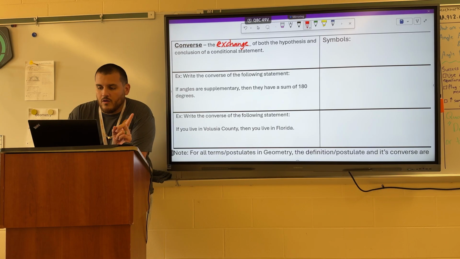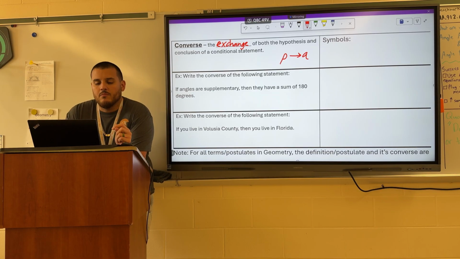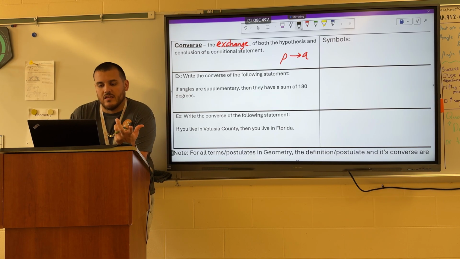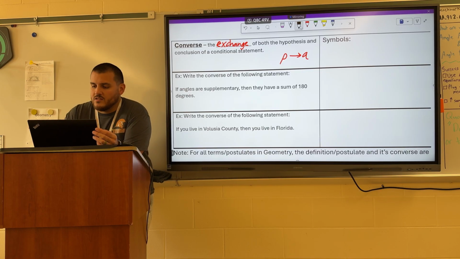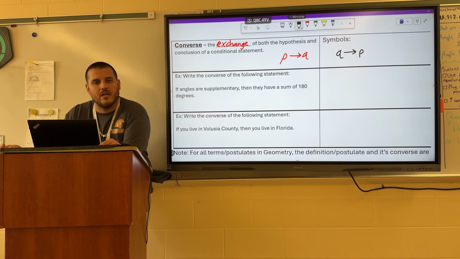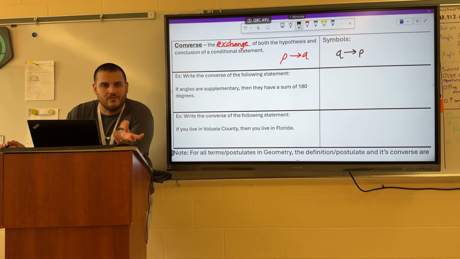So as we learned before, remember that a conditional statement is if P, then Q. If hypothesis, then conclusion. But for the converse of a statement, we just flip those. So we would say, okay, if Q, then P. If conclusion, then hypothesis. That's what a converse is.